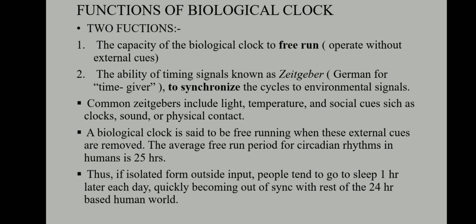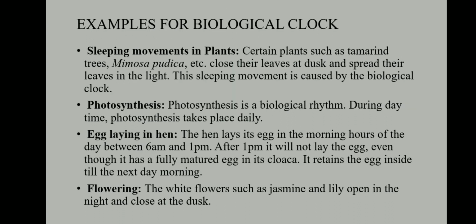Functions of biological clock. There are two functions. The capacity of the biological clock to free run, like operate without external cues. The ability of timing signals known as Zeitgeber, German for time giver, to synchronize the cycles to environmental signals. Common Zeitgebers include light, temperature, and social cues such as clocks, sound, or physical contact. A biological clock is said to be free running when these external cues are removed. The average free run period for circadian rhythms in humans is 25 hours. Thus, if isolated from outside input, people tend to go to sleep 1 hour later each day, quickly becoming out of sync with the rest of the 24-hour based human world.